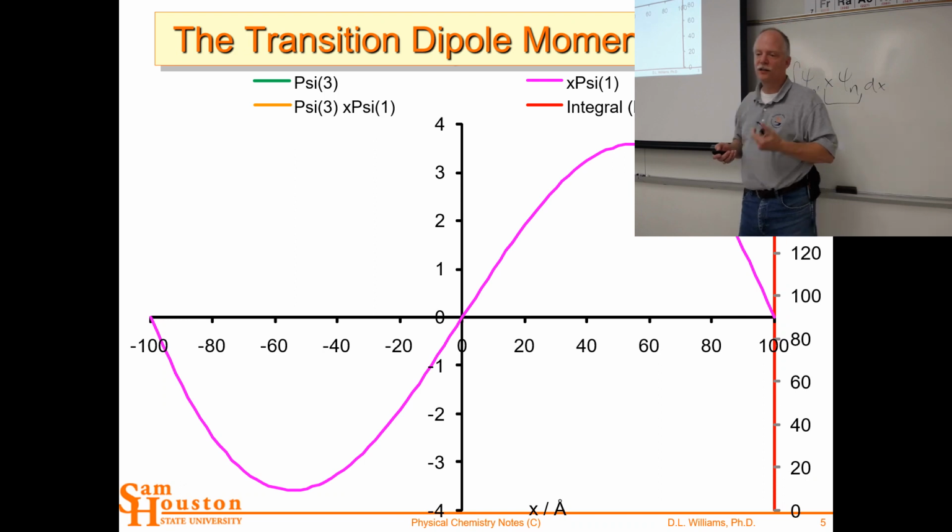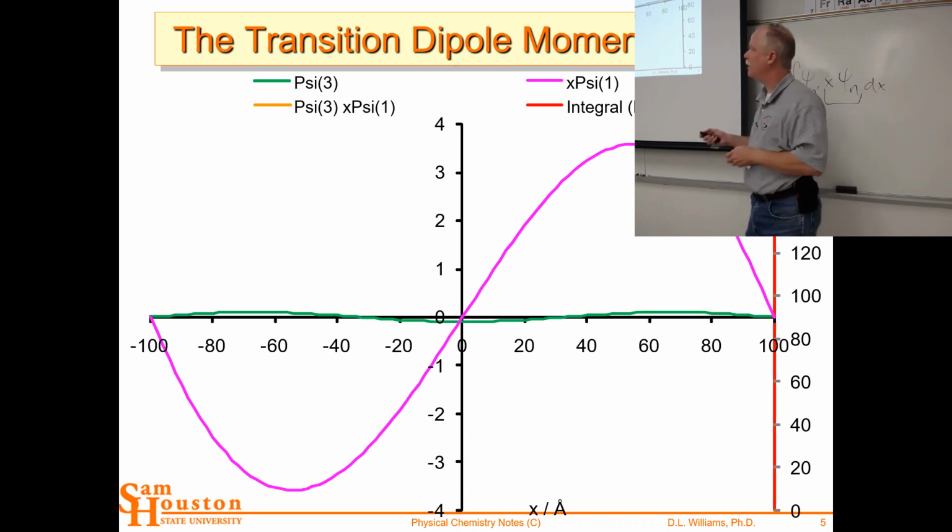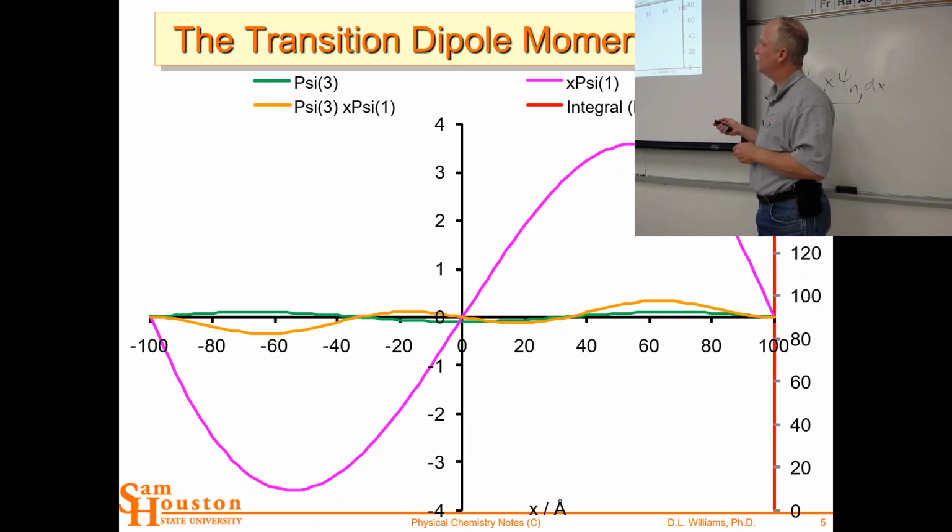So we have our x psi 1, that's our perturbed wave function. And then we have psi 3 plotted here, it's the green one. It goes up, down, up. It has 2 nodes, 3 lobes. Here's the multiplication of these two functions by each other in this gold color. Okay. And then we have the integral.